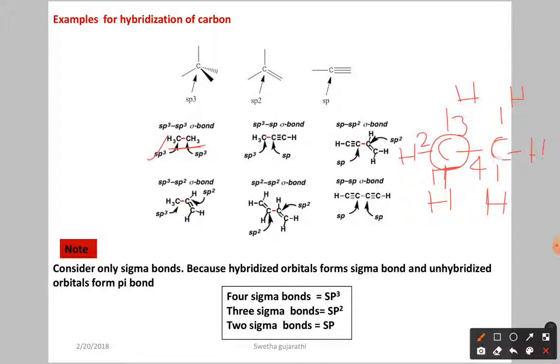Let us see about this carbon here. This carbon atom also has 4 sigma bonds: first, second, third and fourth. 4 sigma means hybridization sp3.